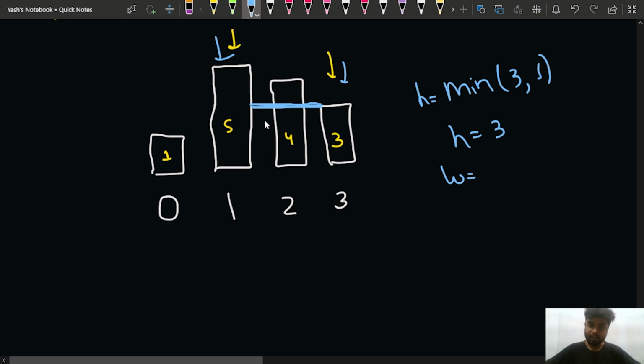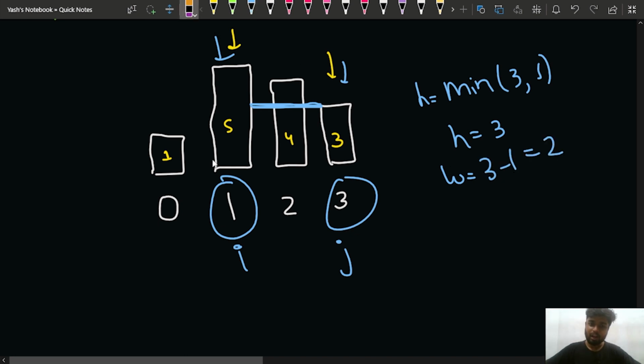Okay, you can observe this part and this part, right? Basically, what is the width in which I can store? The width will be nothing but this value. Suppose this was i and this was j, so it will be nothing but j minus i. So here it will be 3 minus 1, that is nothing but 2.